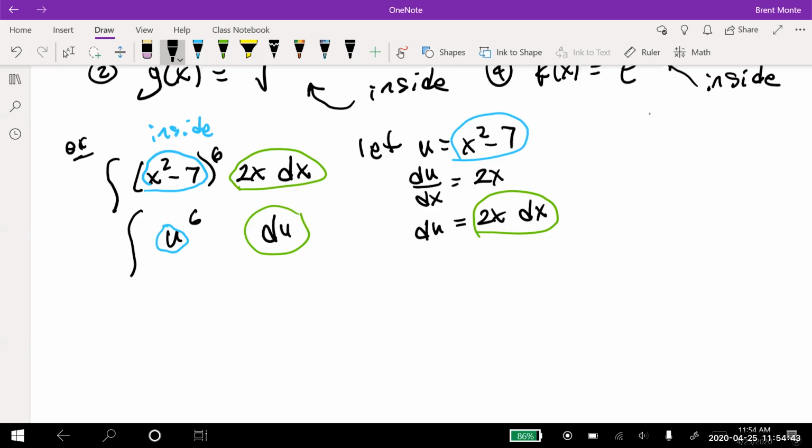I just go u to the 7th, multiply by the reciprocal, and then put my plus c. I'm almost done. The only reason I'm not done is because the problem's supposed to be in terms of x, not in terms of u. So now I just replace that. We'll put a couple of equals here. So this just becomes 1/7. Remember, u was x squared minus 7.